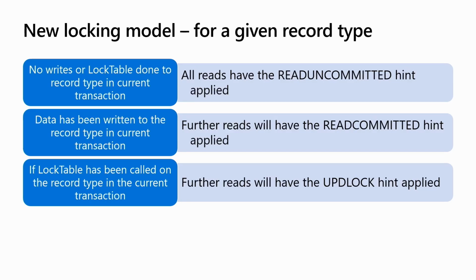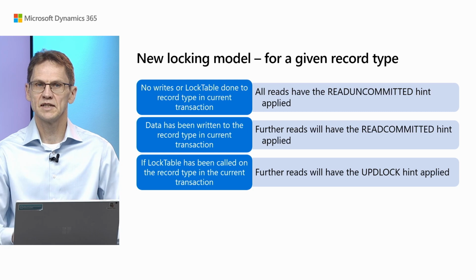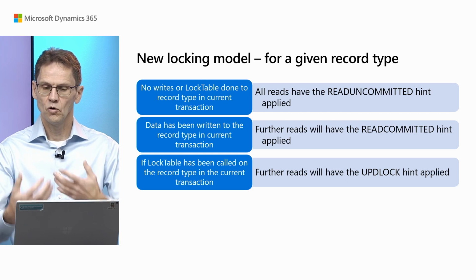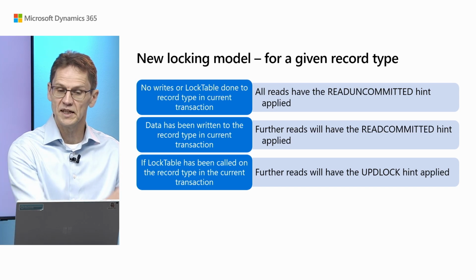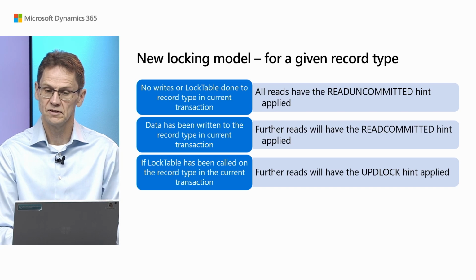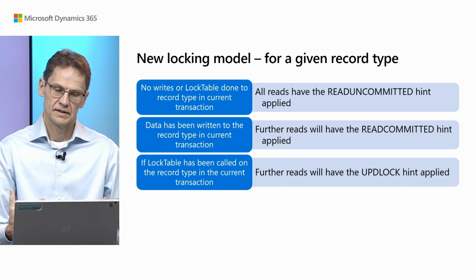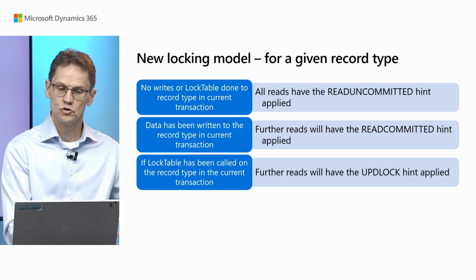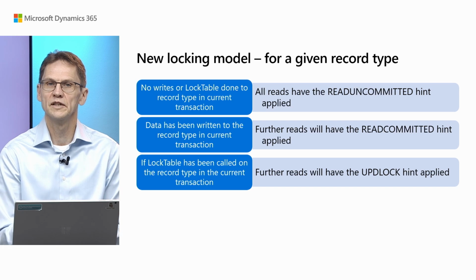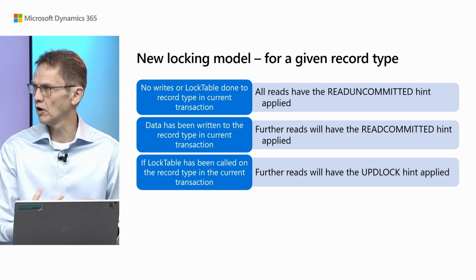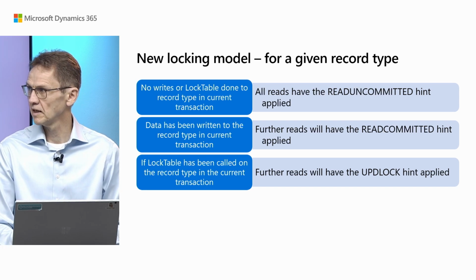So for a given record type, as long as you have not entered into a write transaction, then all reads have the read uncommitted hint applied. And then when the data has been written, or some data has been written to the record type in the current transaction, then further reads will have the read committed hint applied. Now, you can still do lock table. Lock table has not changed. That is your way to say, well, I still want this automatic application of update lock. So if lock table has been called, then further reads will have the update lock hint applied.